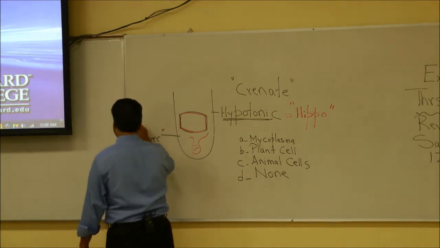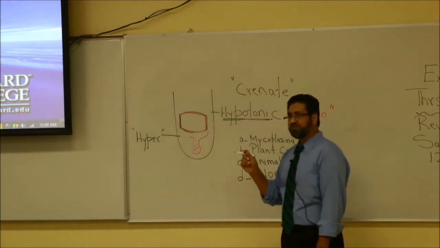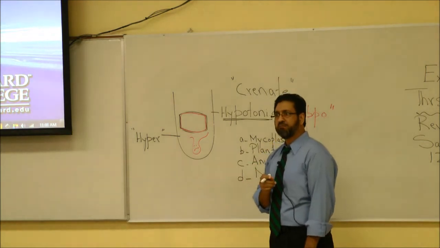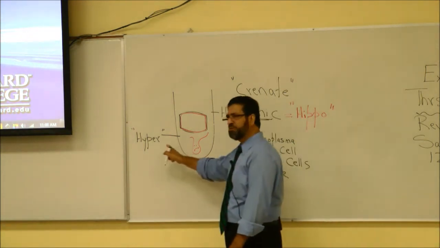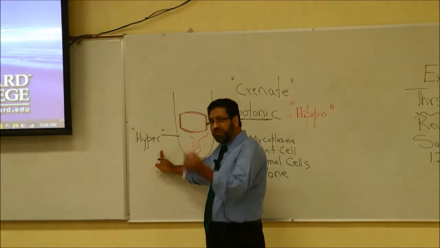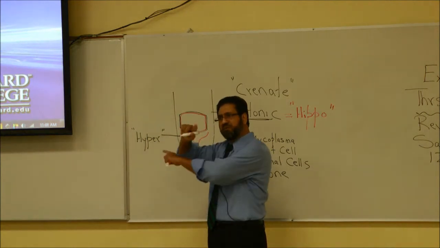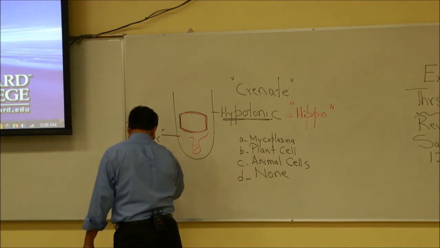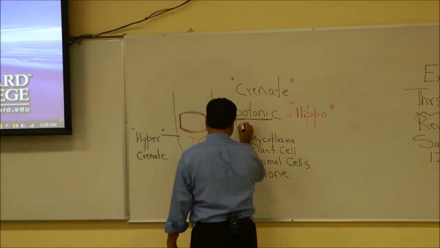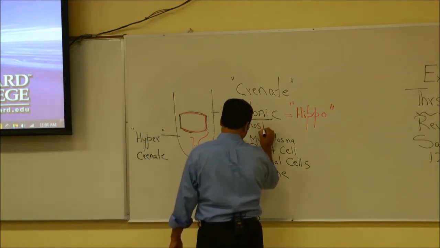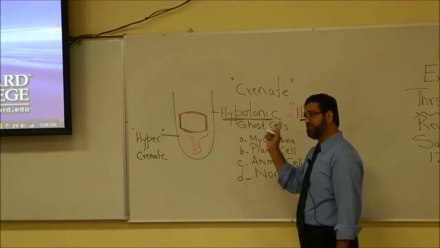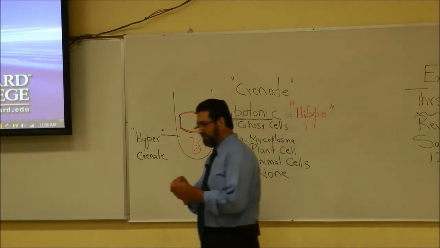Hypertonic solution. Which one, name a cell that will become ghost cell? None. Cells don't become ghost cells, they crenate. In hyper, they crenate, and in hypo, they become ghost cell. Cells without cell walls. We'll practice more of this.